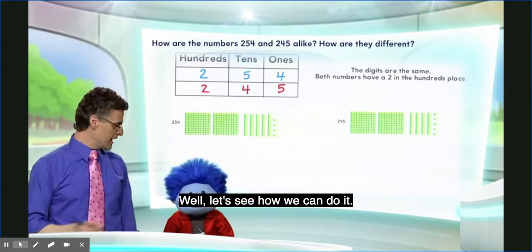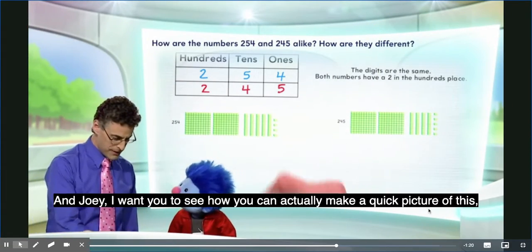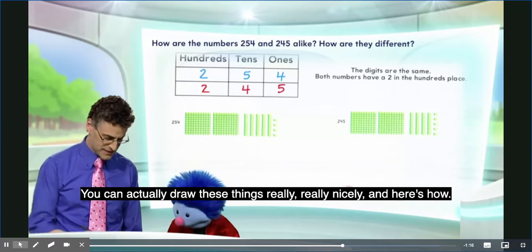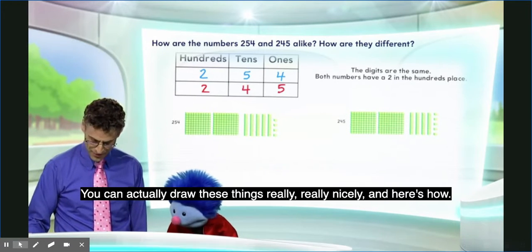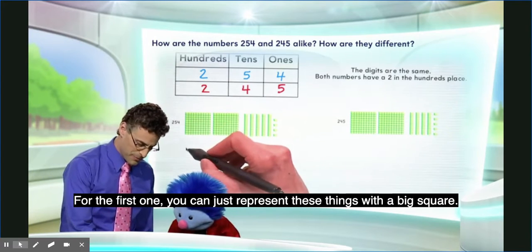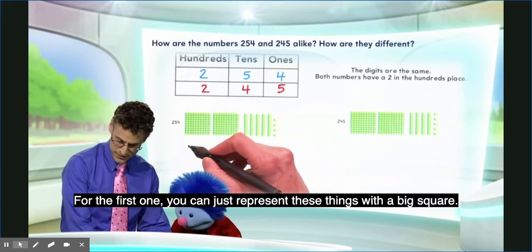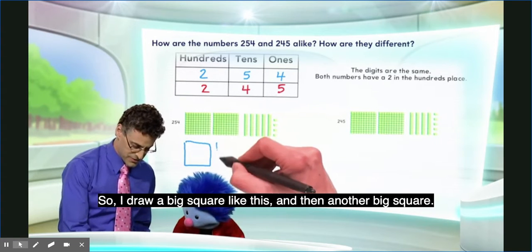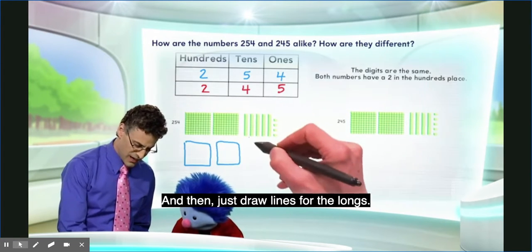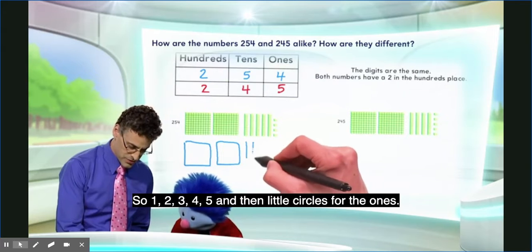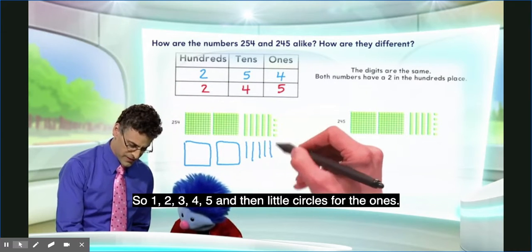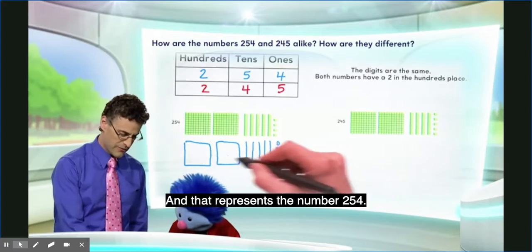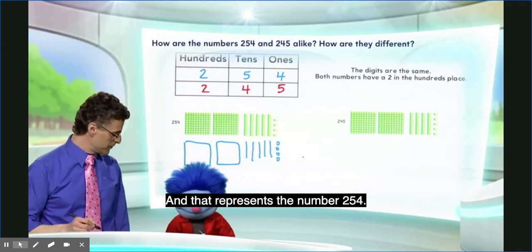Well, let's see how we can do it. Joey, I want you to see how you can make a quick picture of this. If you don't have the base 10 blocks handy, you can draw these things really nicely. For the first one, you can just represent these with a big square. So I draw a big square like this, and then another big square. And then just draw lines for the longs. So 1, 2, 3, 4, 5. And then little circles for the ones. 1, 2, 3, 4. And that represents the number 254.